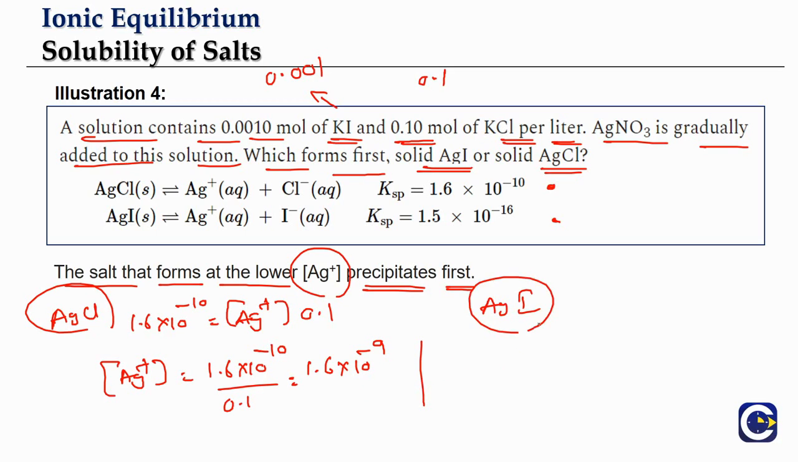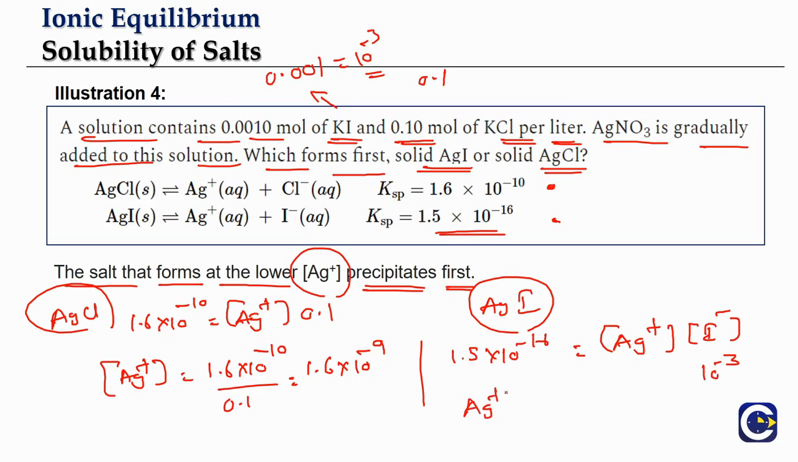Now look at the AgI side. For AgI, the Ksp value given to us is 1.5 into 10 power minus 16. So this is equal to the Ag plus concentration into the I minus concentration. What is the I minus concentration? It is 0.001, which we can also call 10 power minus 3. So from here we get the Ag plus concentration required for the precipitation: 1.5 into 10 power minus 16 divided by 10 power minus 3, which means 1.5 into 10 power minus 13 will come.